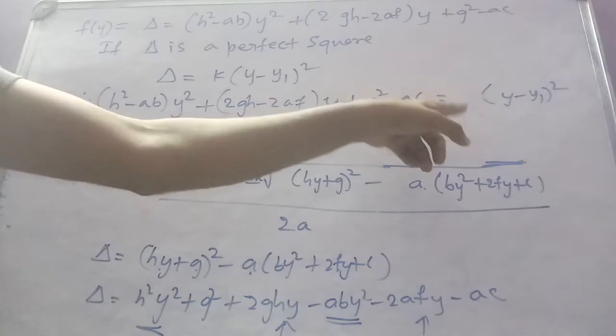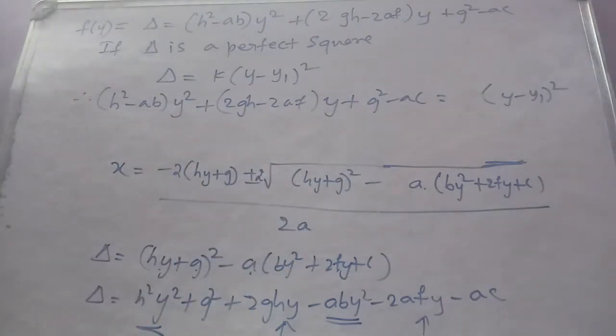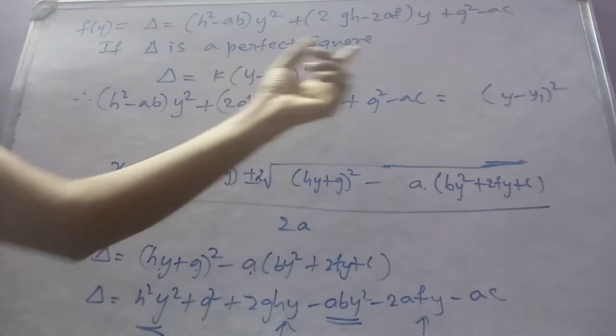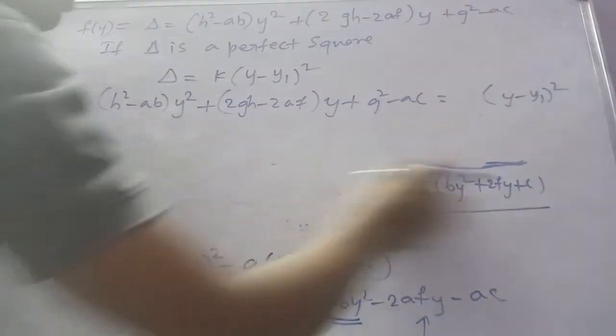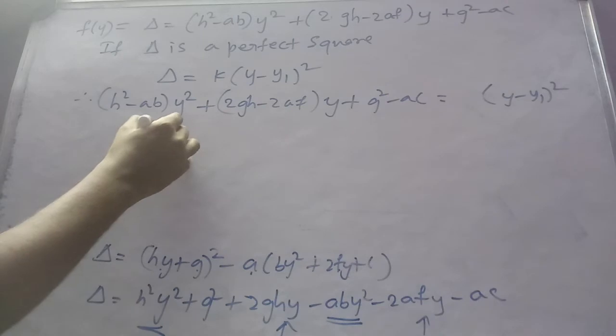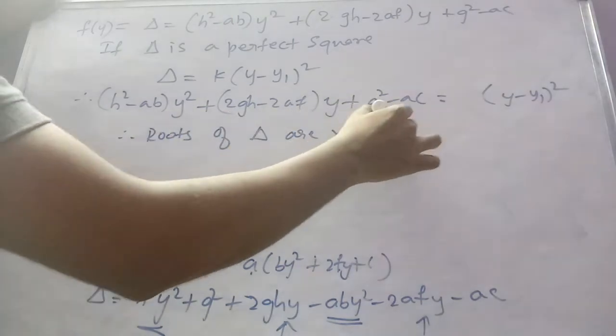It can be written as a perfect square means its roots are y1 comma y1. That means roots are real and equal. If any quadratic expression can be written as a perfect square, it means that its roots are real and equal. Therefore, roots of delta are real and equal.